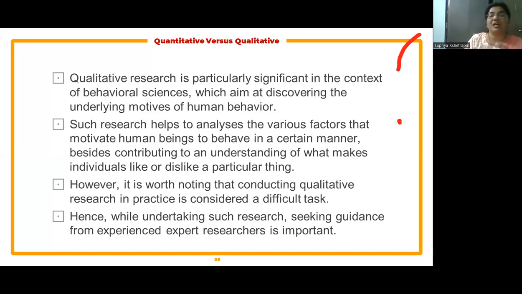ठीक है, तो जहाँ पे हमको क्वालिटी आपको जब फाइंड आउट करनी है, किसी के ह्यूमन बिहेवियर को आपको फाइंड आउट करना है, तो ये क्वालिटेटिव रिसर्च हो जाता है, which aims at discovering the underlying motives of the human behavior. It analyzes the various factors that motivate human beings to behave in certain manners, besides contributing to the understanding of what makes the individual like or dislike a particular thing.